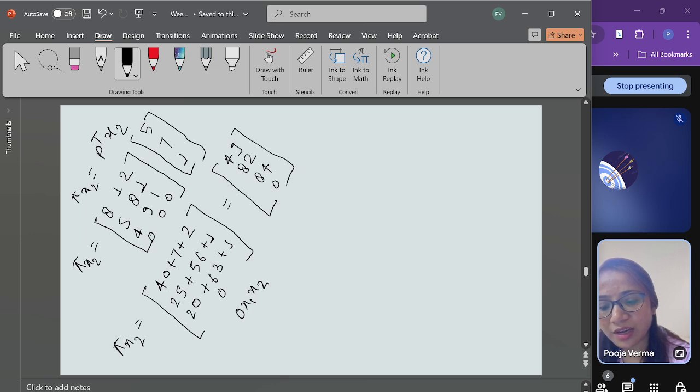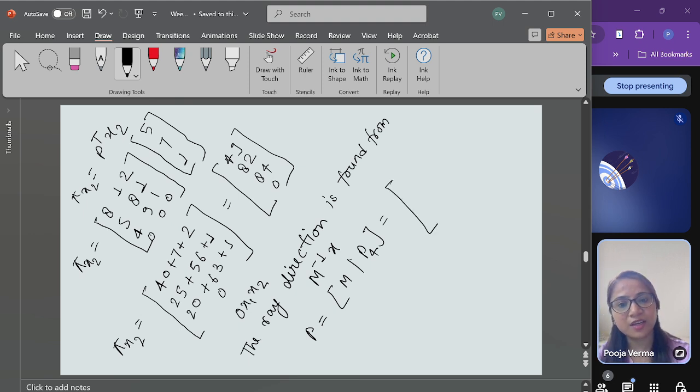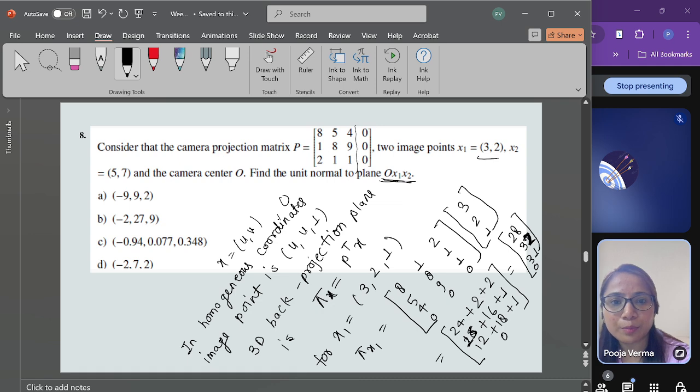So the ray direction is found from M inverse x. We already know the representation of P: the matrix is given as M and P4, so this part is M and this is P4. So just write P as M, P4.